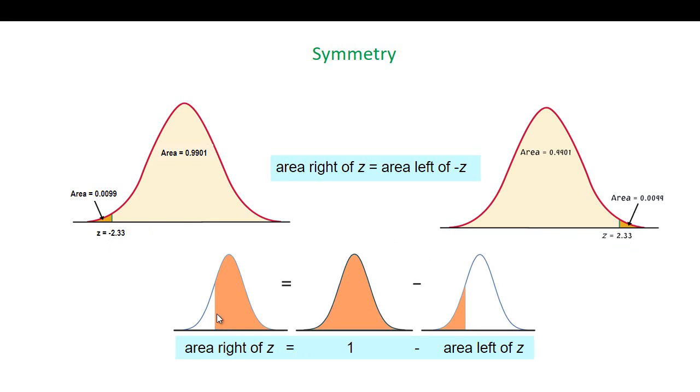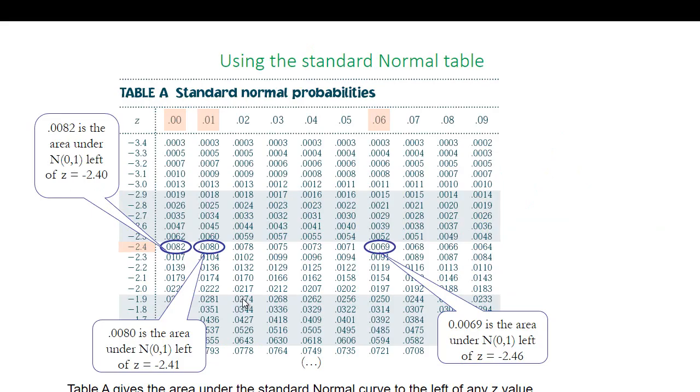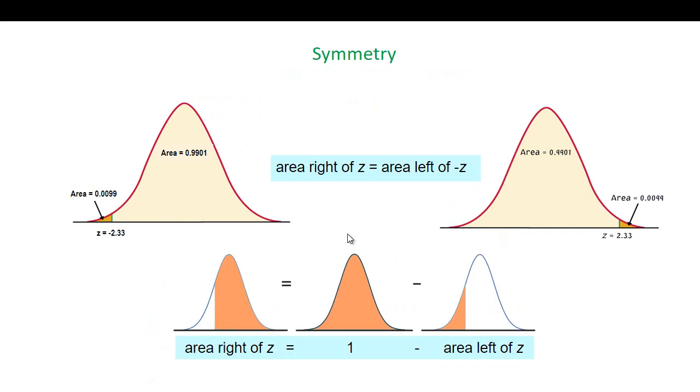Also, if we want to find the area to the right of z, the table that we just saw only gives us areas on the left side of z values. If we want to find the area to the right of a z value, then that's the same as 1 minus the area to the left of the same z value.